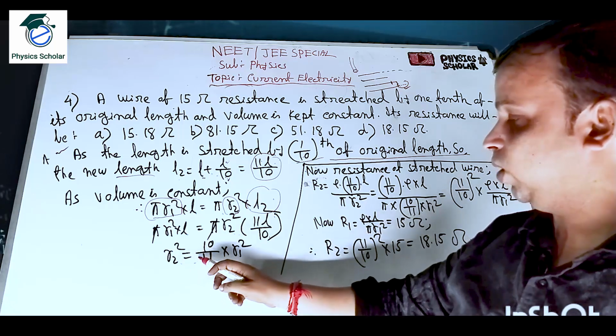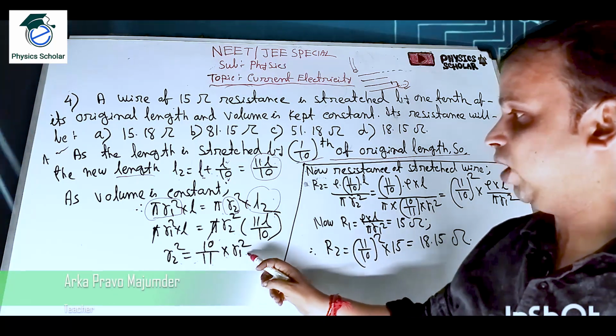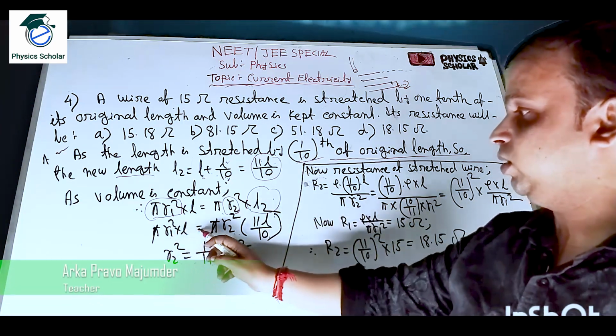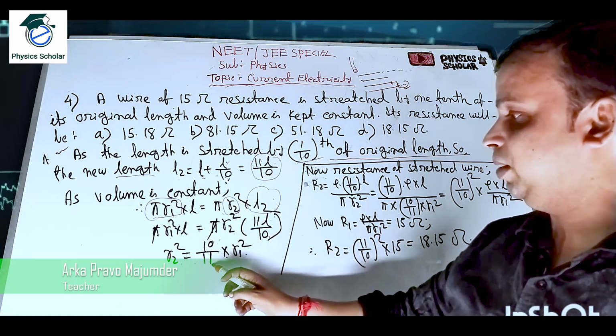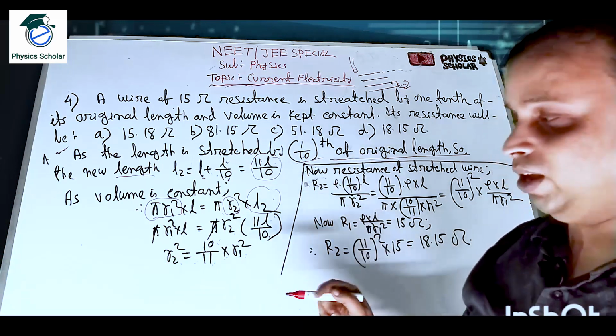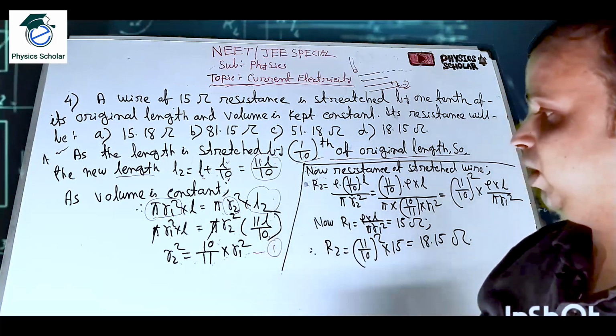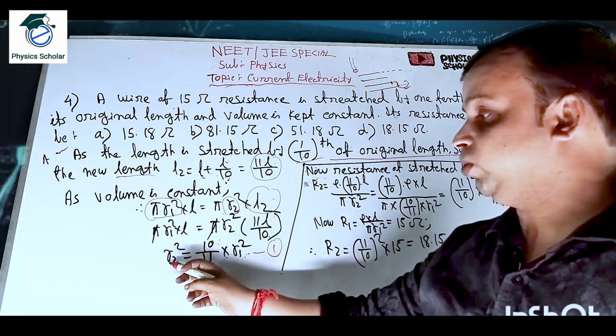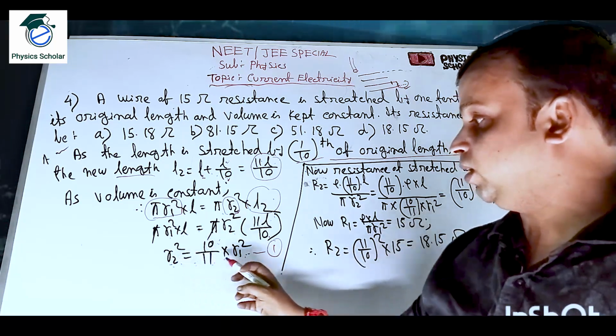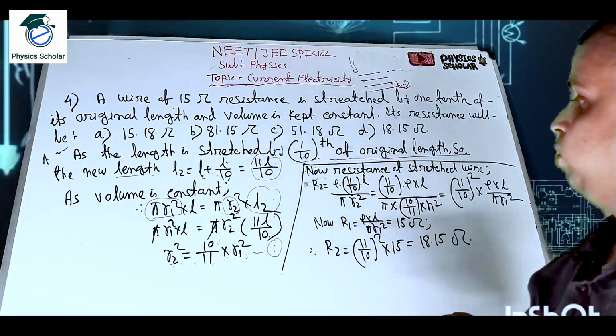So R2 square is equal to 10 by 11 into R1 square. So R1 square into L is equal to R2 square into 11L by 10. So R2 square is equal to 10 by 11 into R1 square. This is equation number 1. Here we have found a relationship between the new radius and the original radius of the wire.